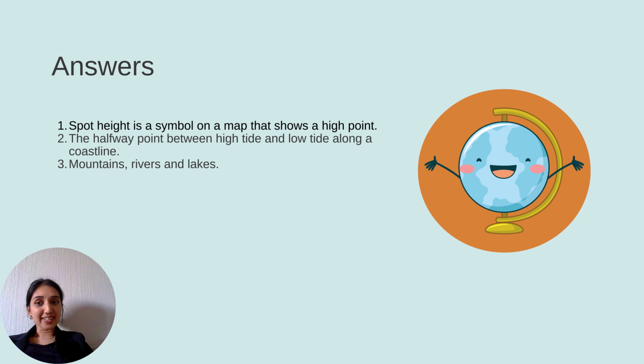Let's answer. Number 1, what does spot height mean? Spot height is a symbol on a map that shows a high point. Number 2, what does sea level mean? Sea level is the halfway point between high tide and low tide along a coastline. Number 3, what are examples of natural borders? Mountains, rivers, and lakes. Great job, guys.